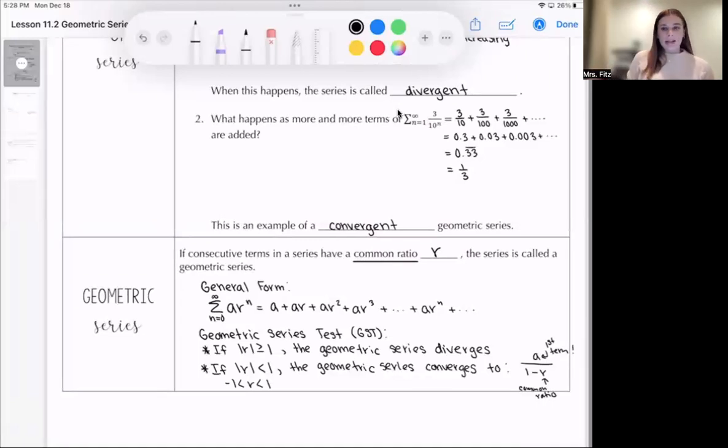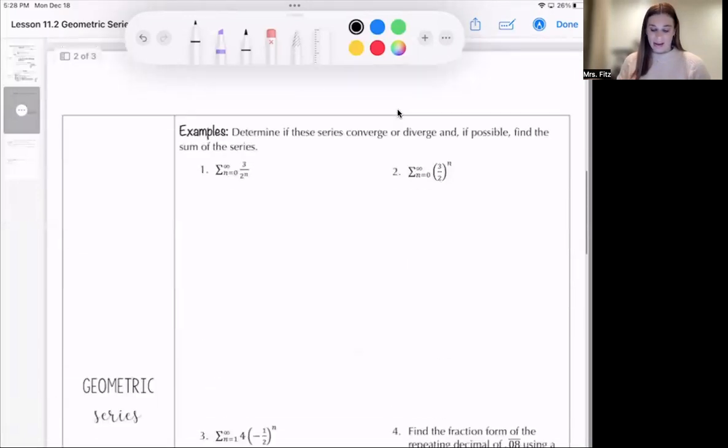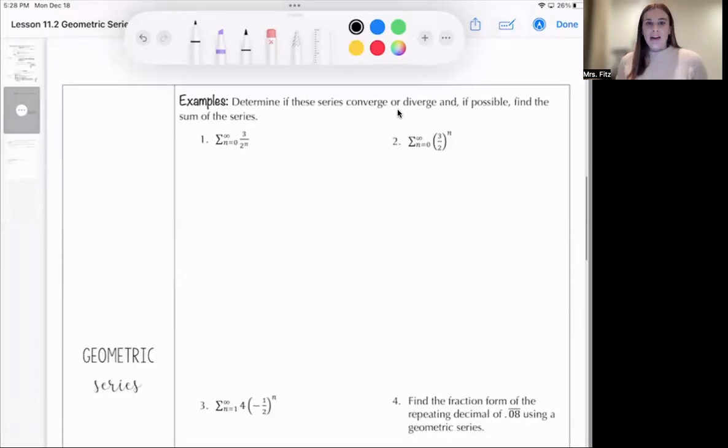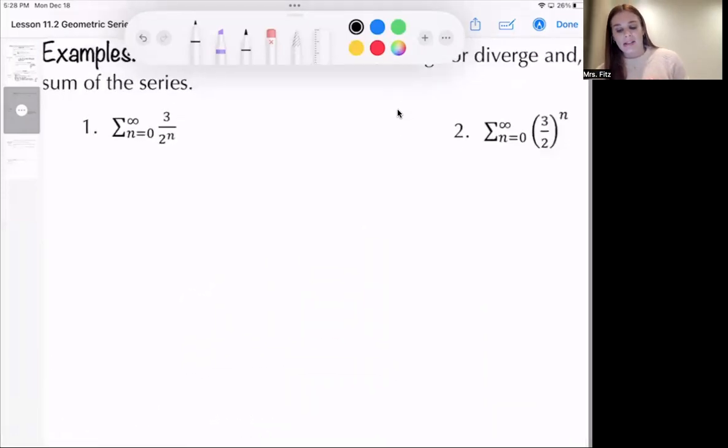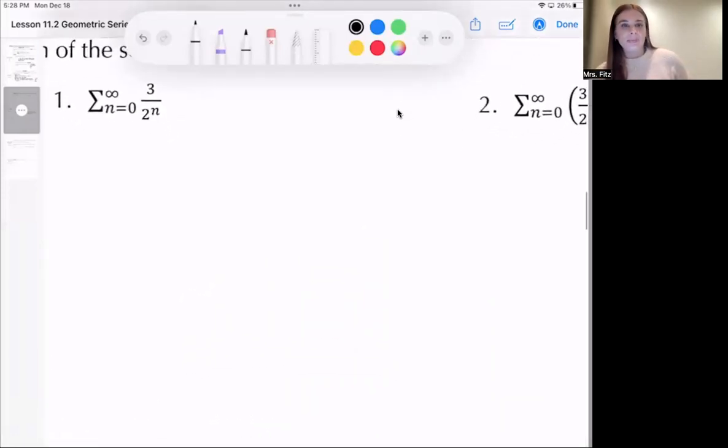All right, so let's take a look at some examples of geometric series. We have a few examples here. We're going to determine if these series converge or diverge, and if possible, find the sum of the series. So let's take a look at number 1. We have the sum from n equals 0 to infinity of 3 over 2 to the nth power.